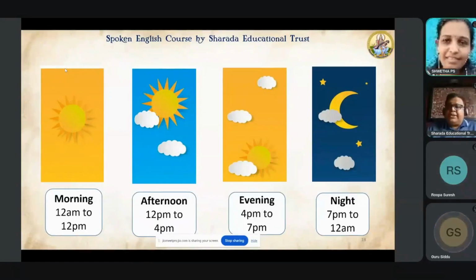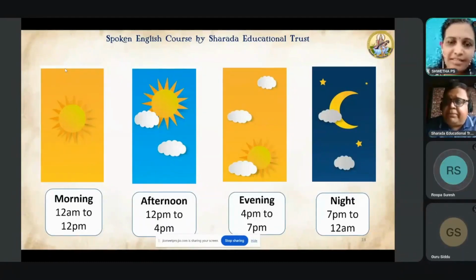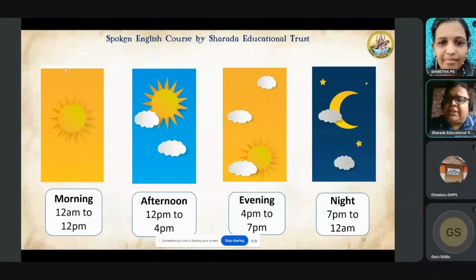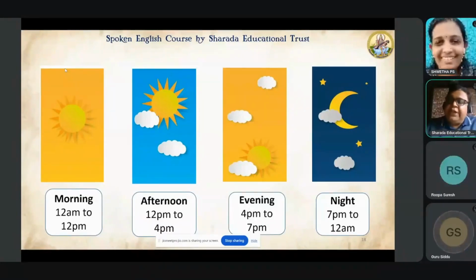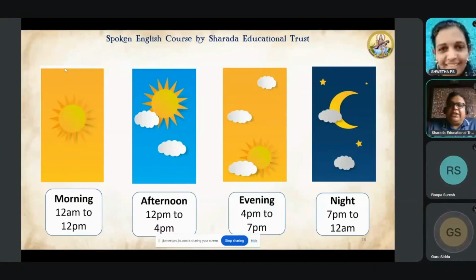So when you meet somebody at 8 p.m., Shweta, you meet your friend, how will you greet that person? Good evening, welcome. Good evening. And when you leave, you say bye, good night. Yeah, correct. That's what we learned last time.